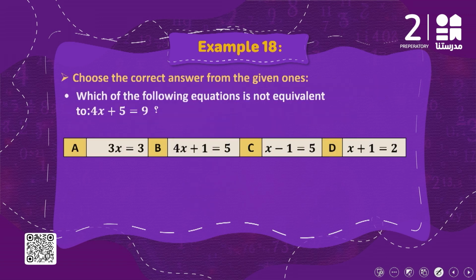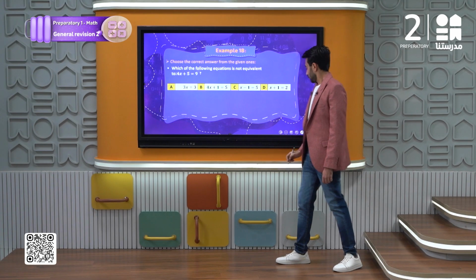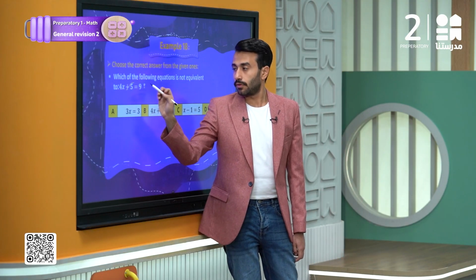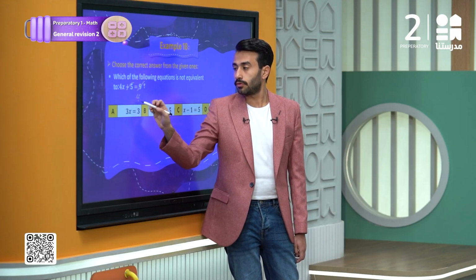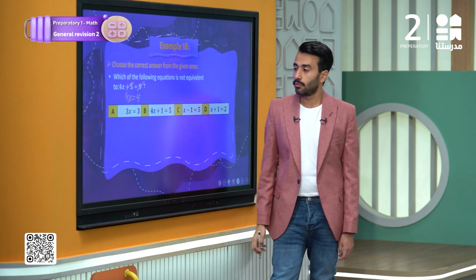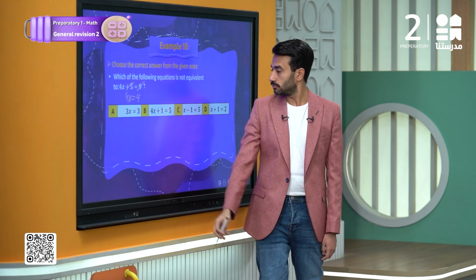Choose the correct answer from the given ones. Which of the following equations is not equivalent to this equation? This equation is very easy. You just subtract 5 from this and this, it will be 4. Now 4x equal to 4, that means x equal to 1. Which one? X here is equal to 1.